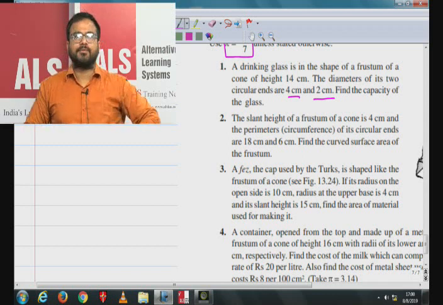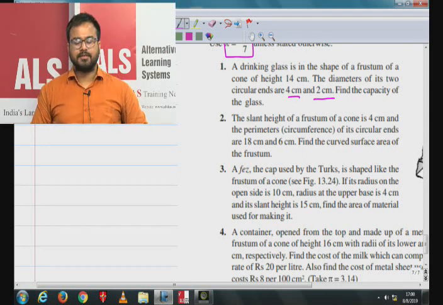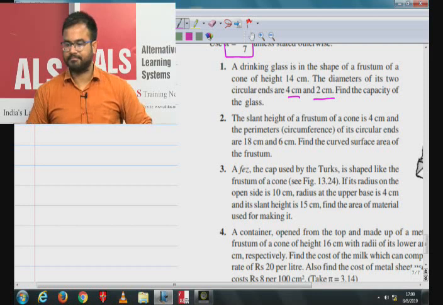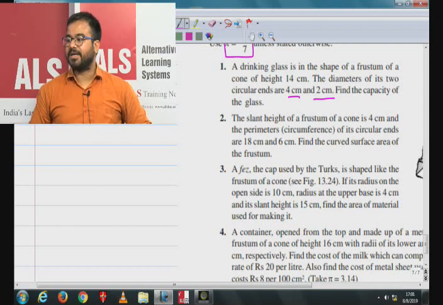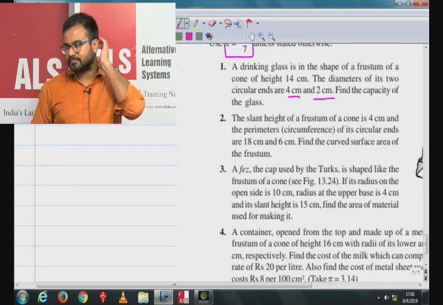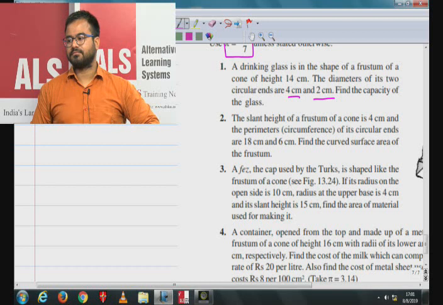That's right, the correct answer. But the volume is not square, volume should be centimeter cube. Now it's right.